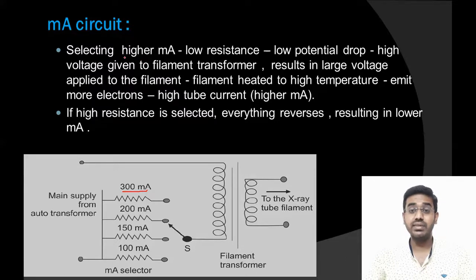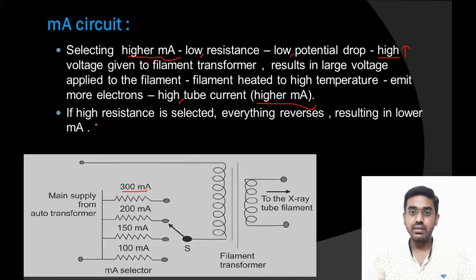Let's say you have selected higher MA. Then the resistor with low resistance is selected. Since the resistance is very low, there will be a low potential drop, that is, voltage loss is less. So the voltage given to the filament transformer is high, resulting in a large voltage applied to the filament. So the filament will be heated to a high temperature and it results in more electron emission. Here we have higher tube current, that is, higher MA.